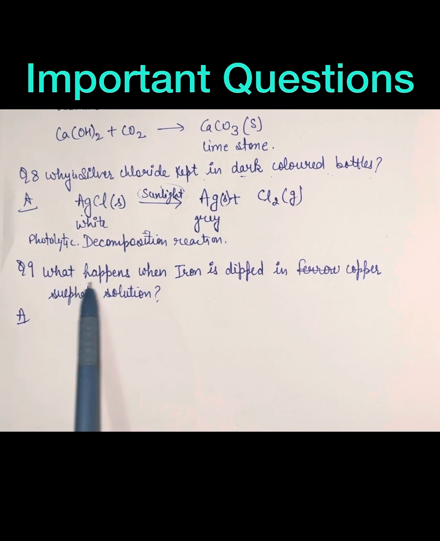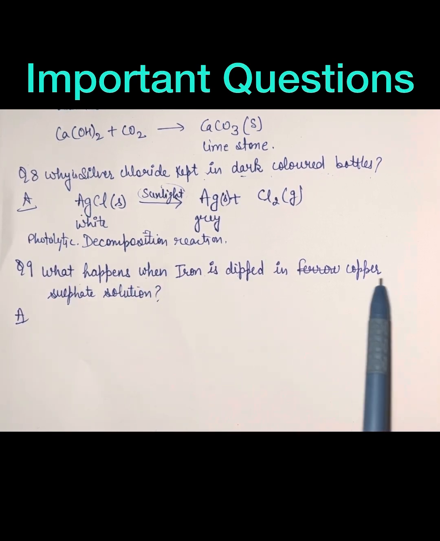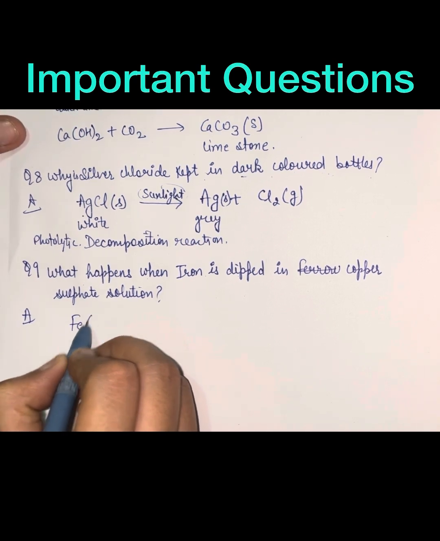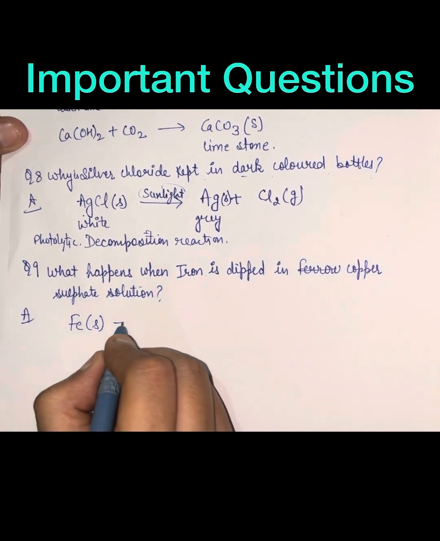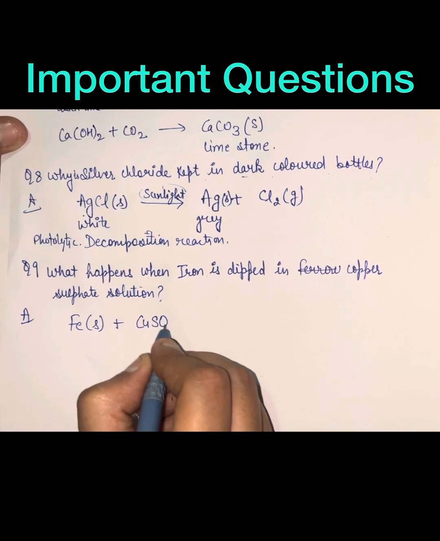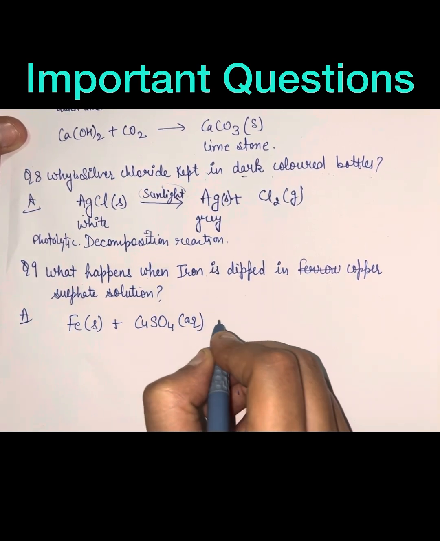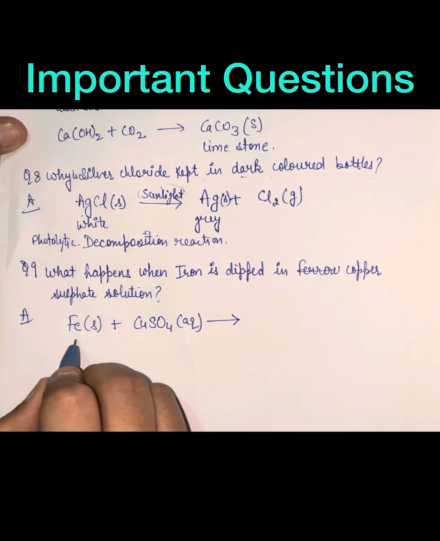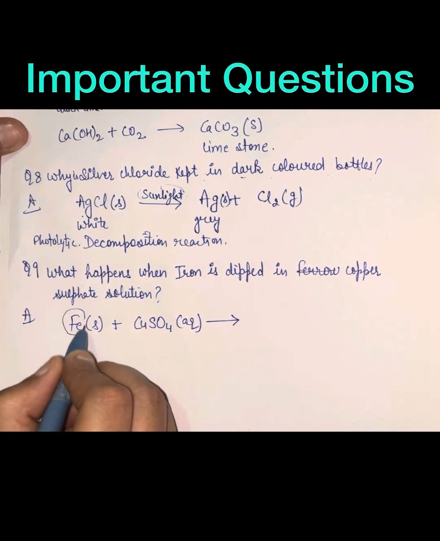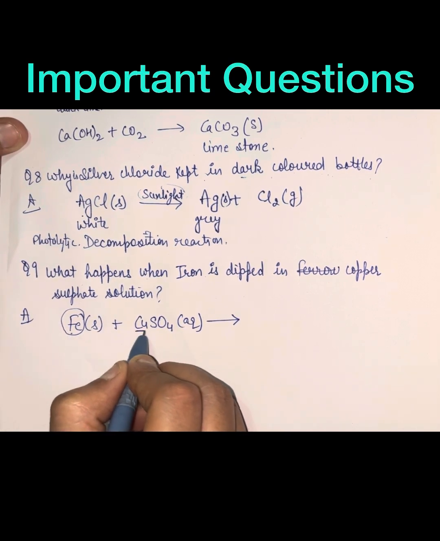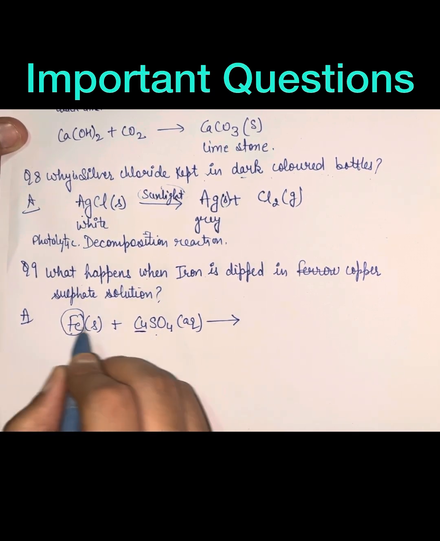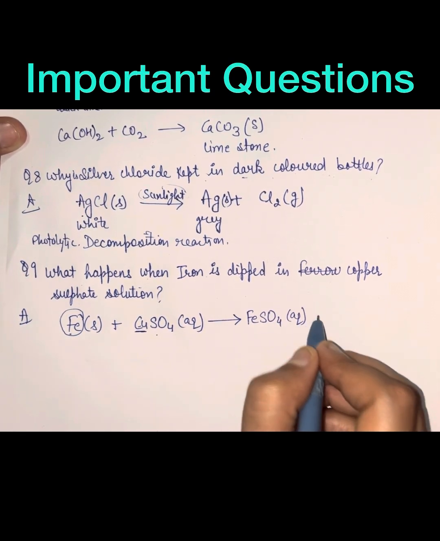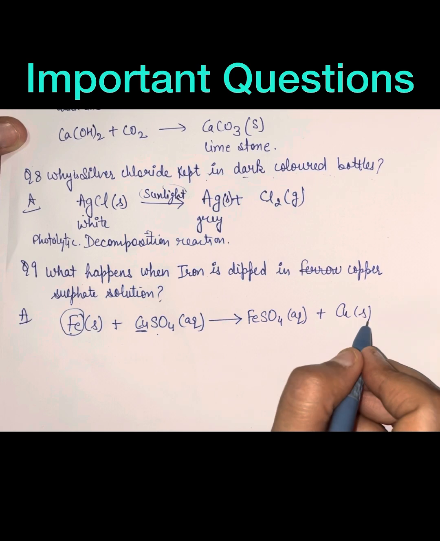बच्चे, next question is: what happens when iron is dipped in copper sulfate solution? बच्चे, iron is Fe plus copper sulfate solution, CuSO4 aqueous. डिप करके रखा है तो क्या होगा बेटा? This will be a displacement reaction because more reactive element will displace less reactive element from its salt solution. अगर इसको displace कर देगा, it will lead to form FeSO4 aqueous plus copper solid.